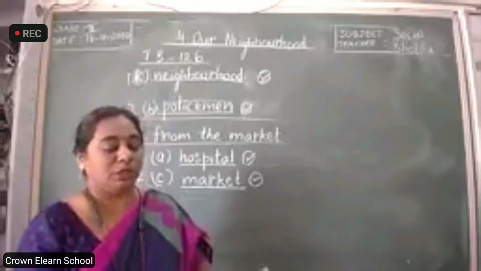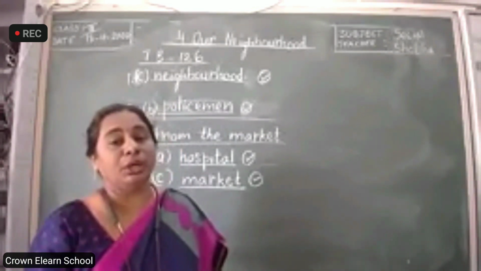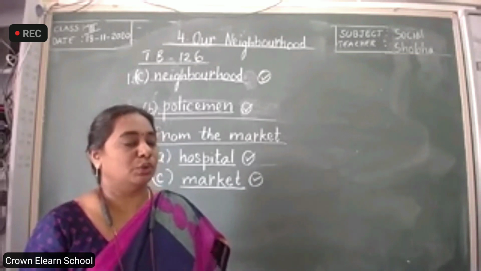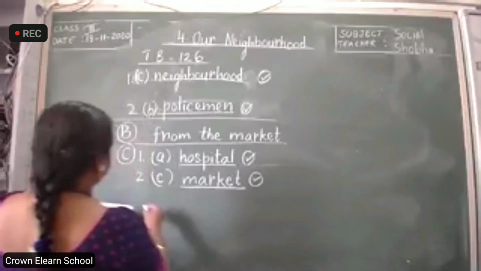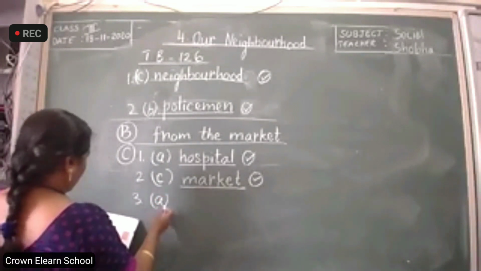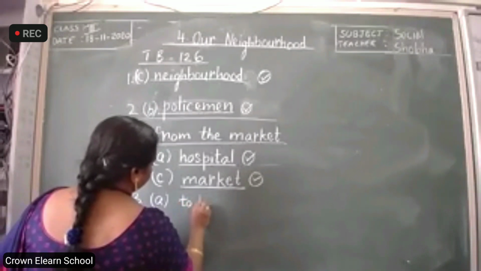So here, what attitude do you learn? What is the value you learn, children? To be helpful. Okay. So to be helpful. Third one, option A, to be helpful.